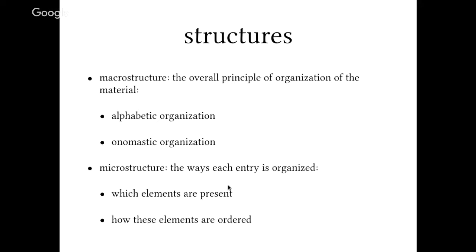The most well-known modern example for an onomastic organization, which is used mainly in thesauruses, is the Roget's thesaurus of English words and phrases.